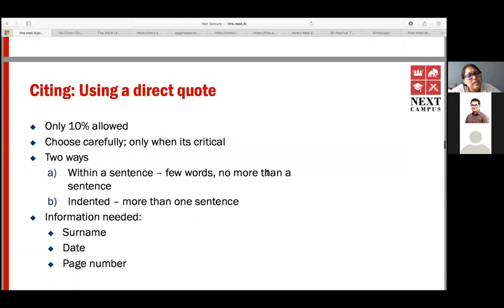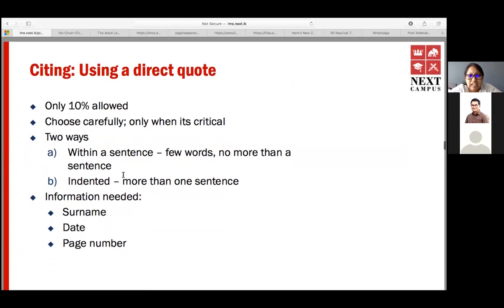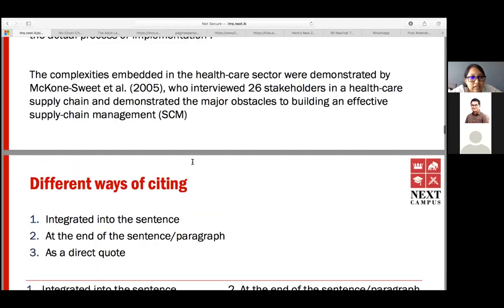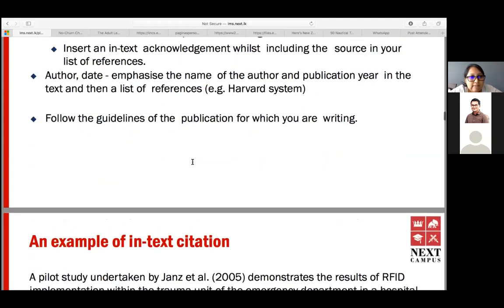If you really want to use a direct quote, just make sure that you don't have more than 10% of your answer in direct quotes, right? Then there are two ways to do direct quotes. One is you give, let's say, 2 or 3 lines from that quotation. Otherwise, you try and minimize the direct quote to one sentence. Sometimes you don't have to use that person's entire sentence. Something like this. Wait, let me show you.